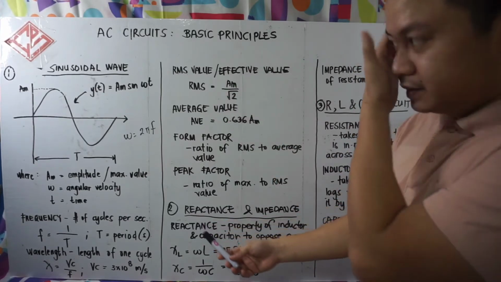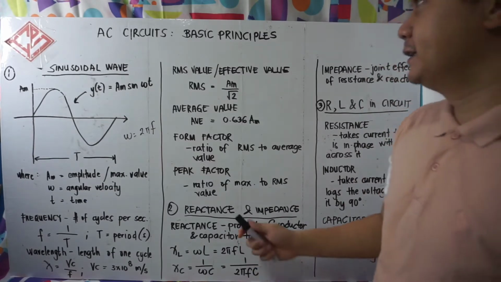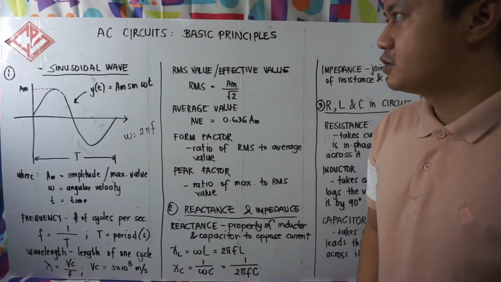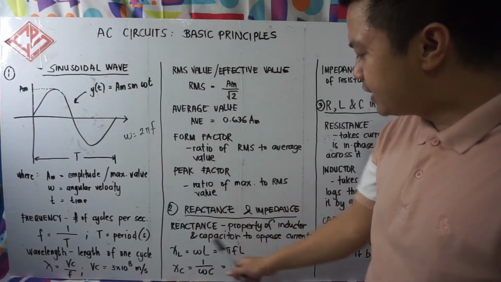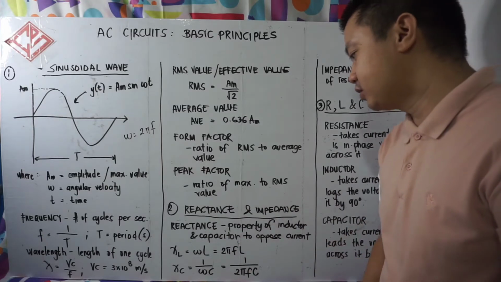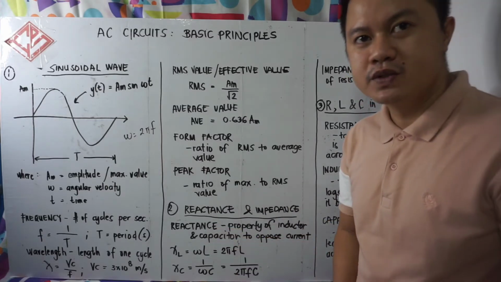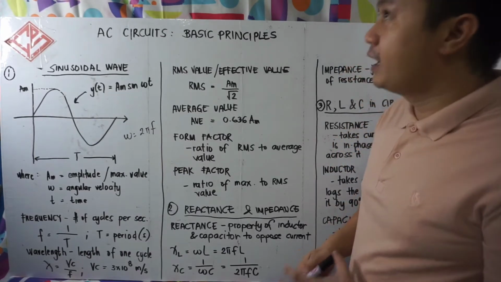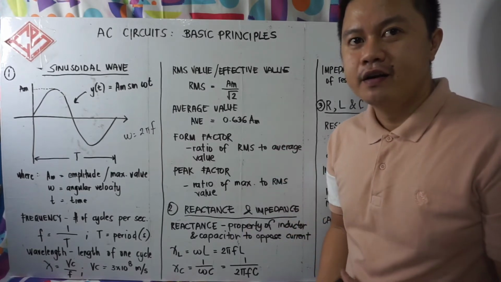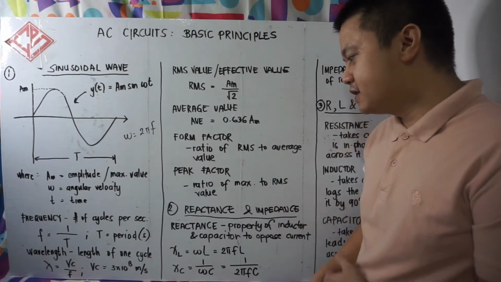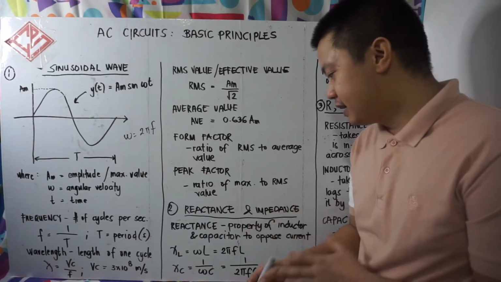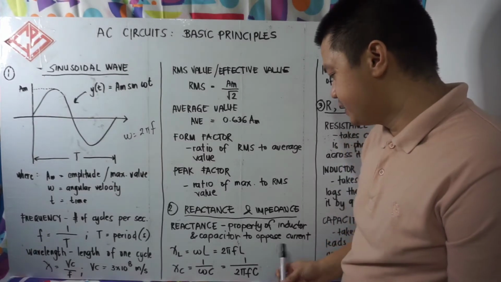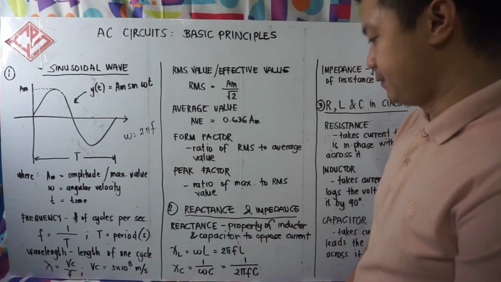Number 2, when we talk about AC, we're going to talk about reactance and impedance. So what are these two things? Reactance is the property of the inductor and capacitor to oppose electric current. As we have discussed before, we have the resistance. This is the property of any material to oppose the flow of DC current. This one is the property of inductor and capacitor.